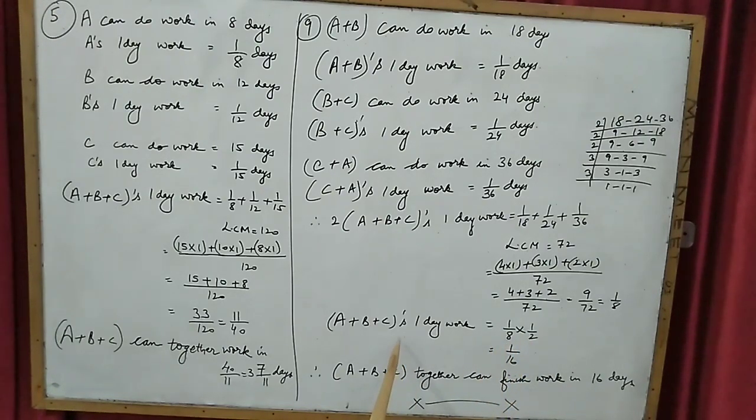But this is A plus B plus C's 1 day's work. Our question is how much time they will take if they all work together. Again we will take the reciprocal, it will be 16 by 1. So therefore, this is the symbol of therefore, A, B, C together can finish the work in 16 days.